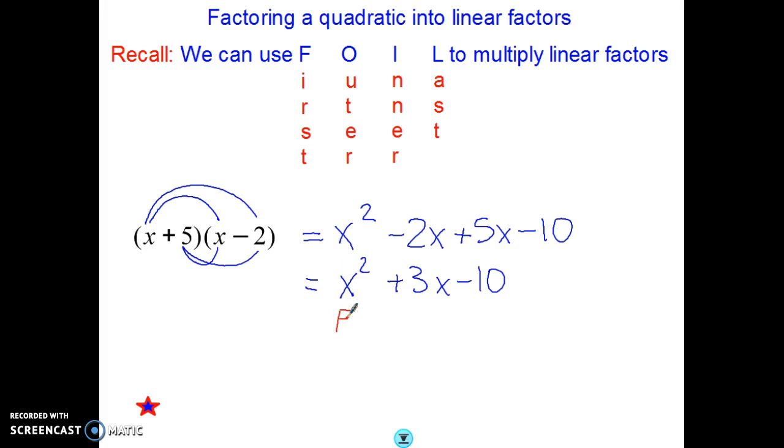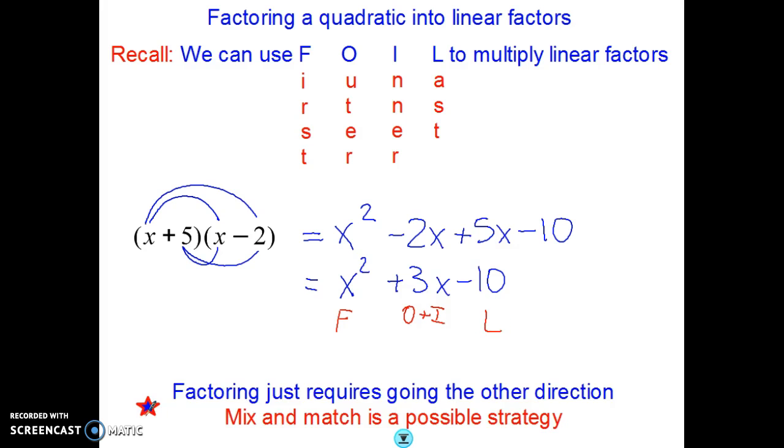So this came from first. The 3x came from outer plus inner. And then the negative 10 just came from last. So when you're factoring, it just goes the other direction. It is actually possible, by looking at the first and last term in your quadratic, to mix and match what could work for those to find what actually does work for the whole thing.